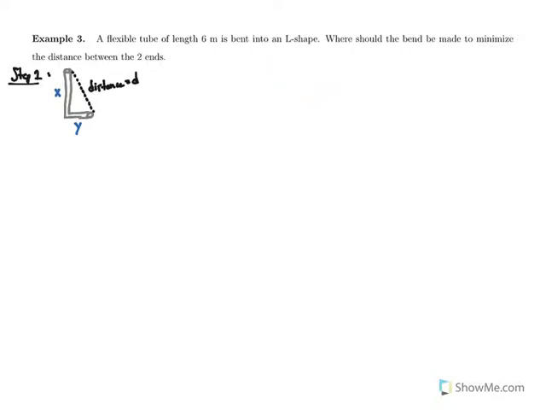All right, step 2. We're trying to minimize distance. So I need to find the distance formula, D, which is going to be the square root. It's going to be like the Pythagorean theorem. This is equal to the square root of x squared plus y squared. x squared plus y squared equals d squared. Take the square root.